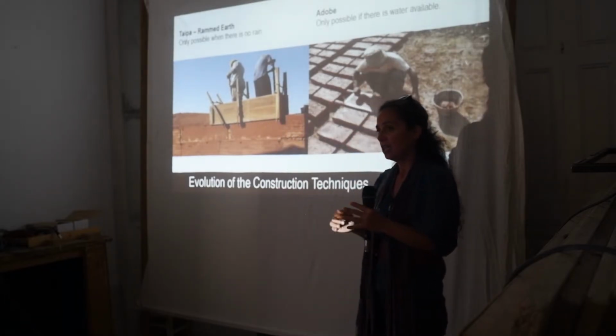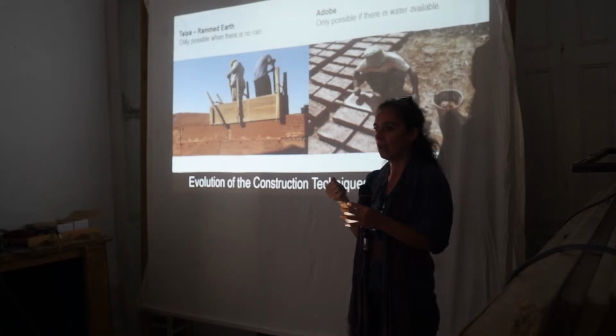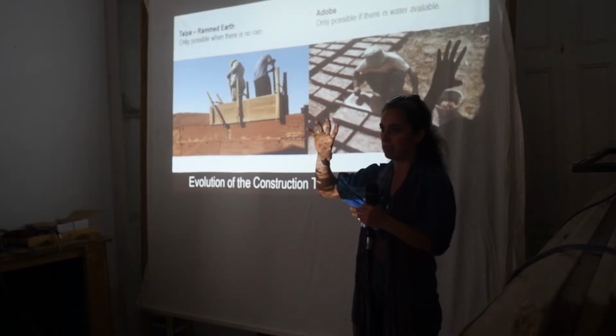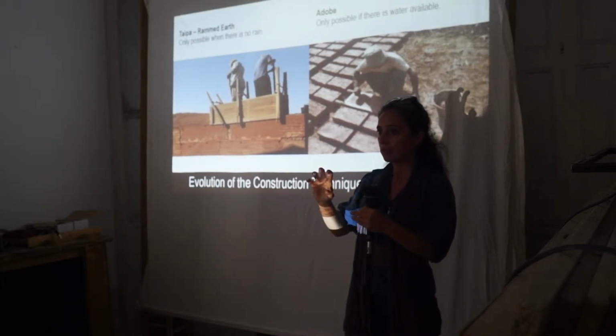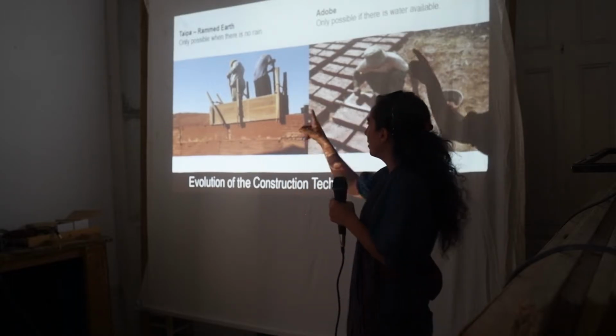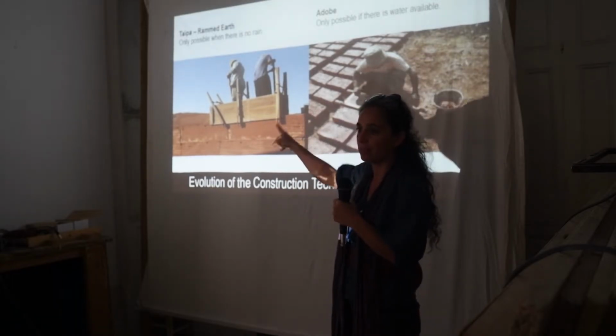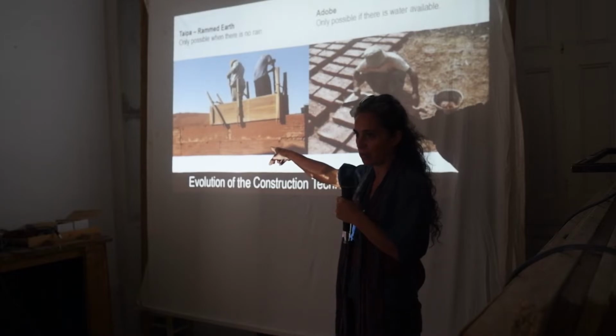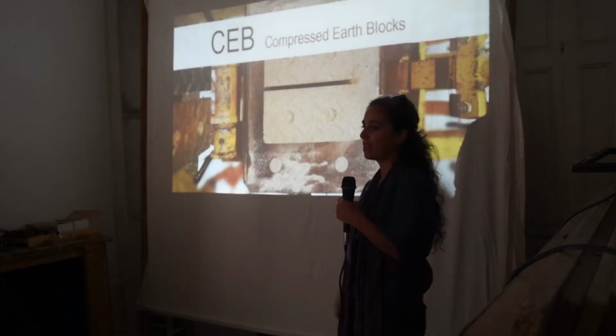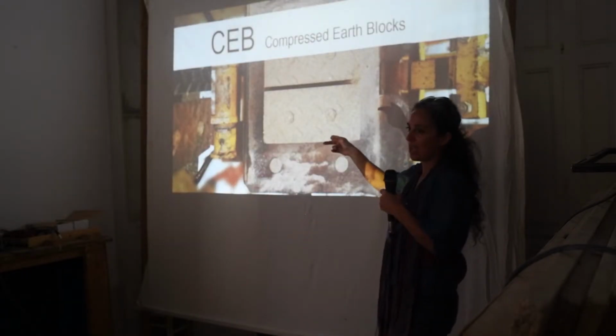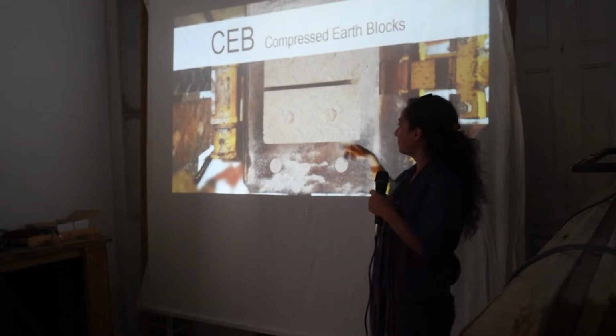But then they said, why not with a machine? I make it more compressed, and then I will get that much. The same behavior as rammed earth. So from there, compressed earth blocks came with the machines.